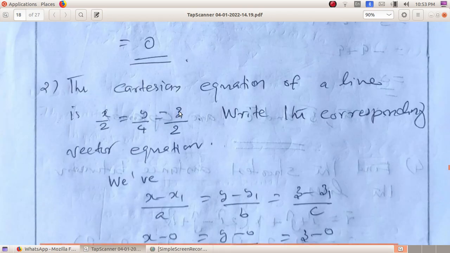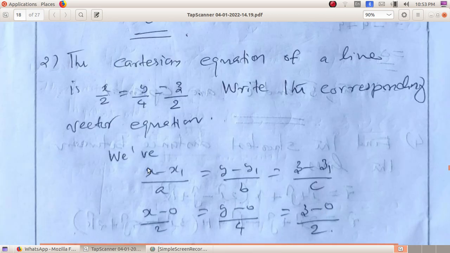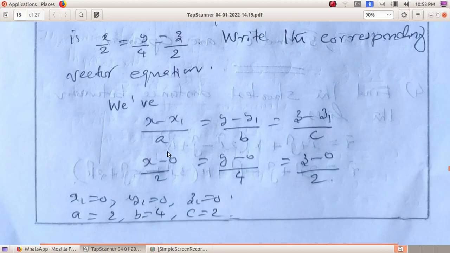The Cartesian equation of a line is x by 2 equal to y by 4 equal to z by 2. Write the corresponding vector equation. We have the formula x minus x1 by a equal to y minus y1 by b equal to z minus z1 by c. Here x by 2 means x minus 0 by 2, y minus 0 by 4, z minus 0 by 2. So x1 is 0, y1 is 0, z1 is 0. Then this is a 2, b 4, c 2.